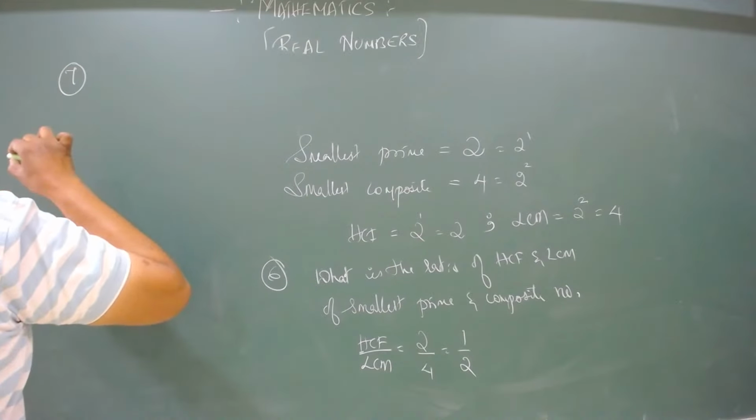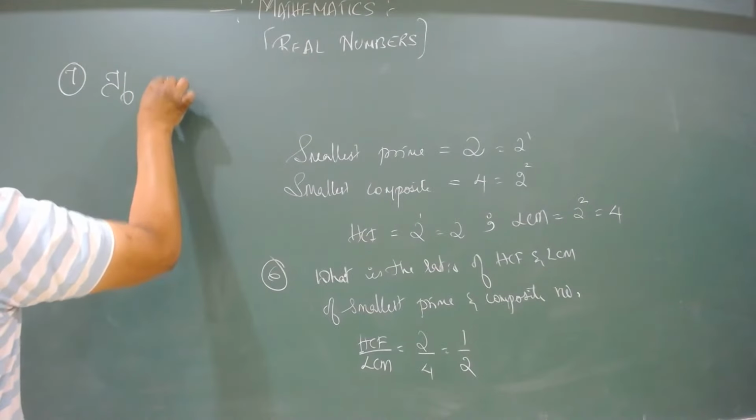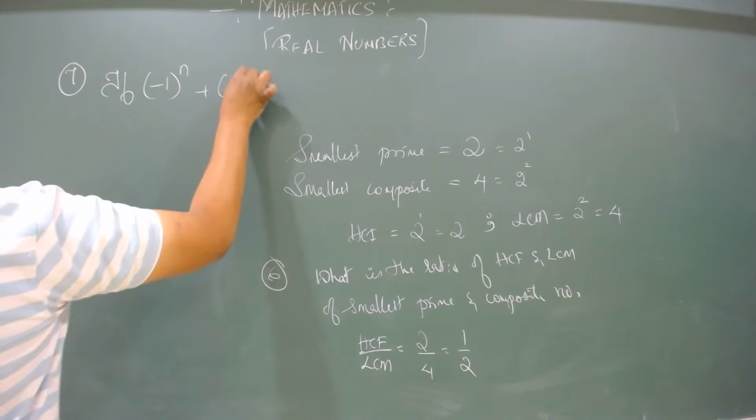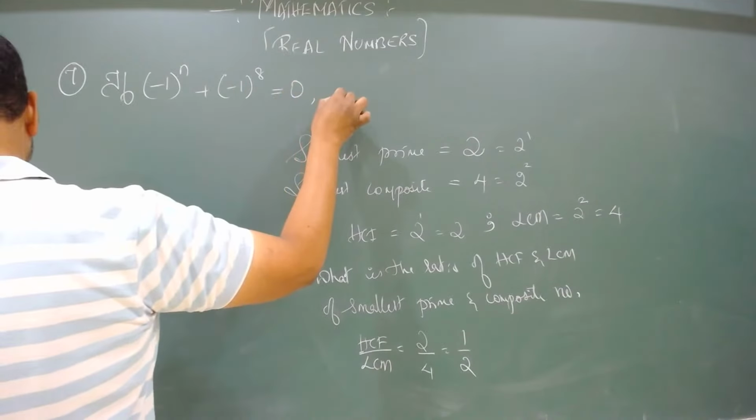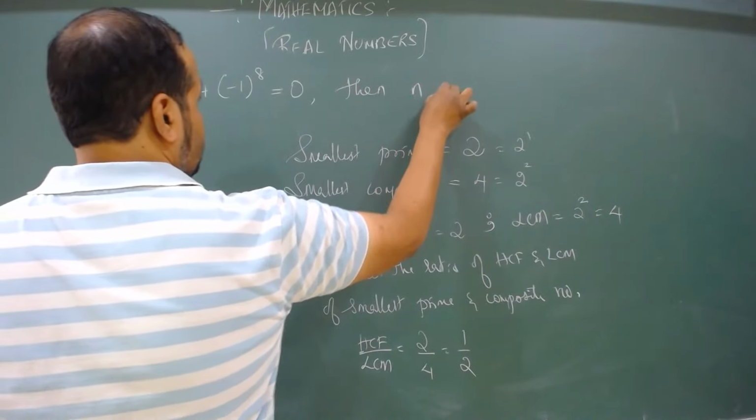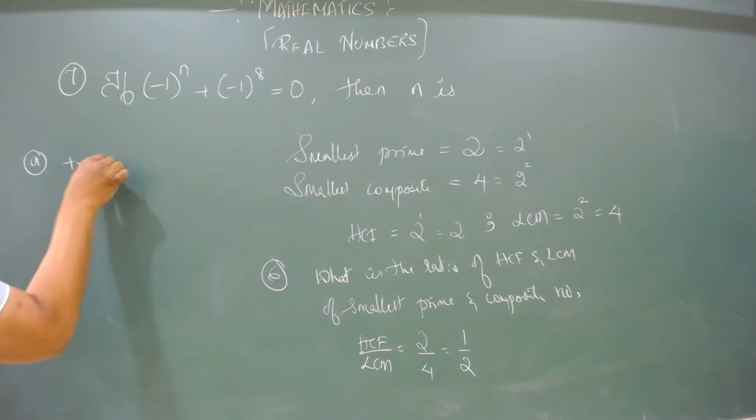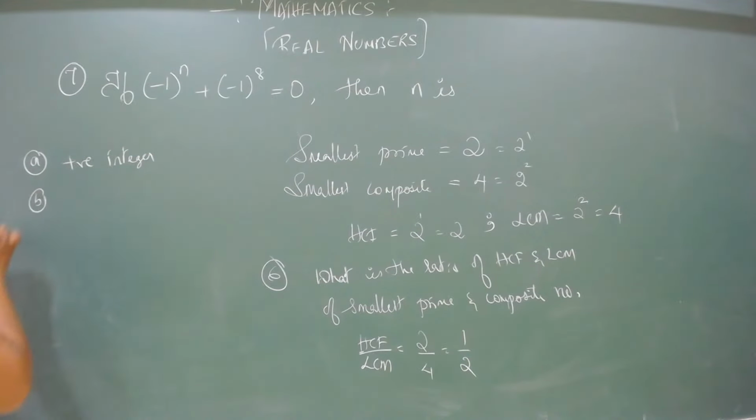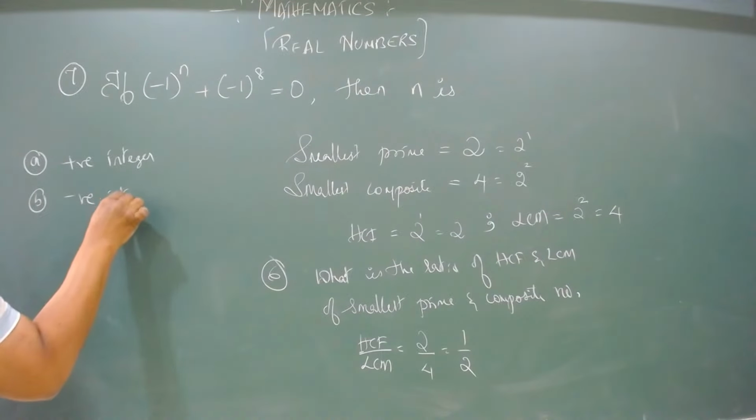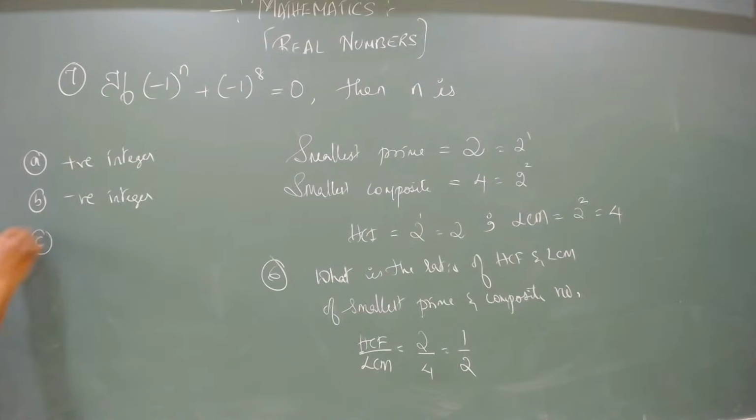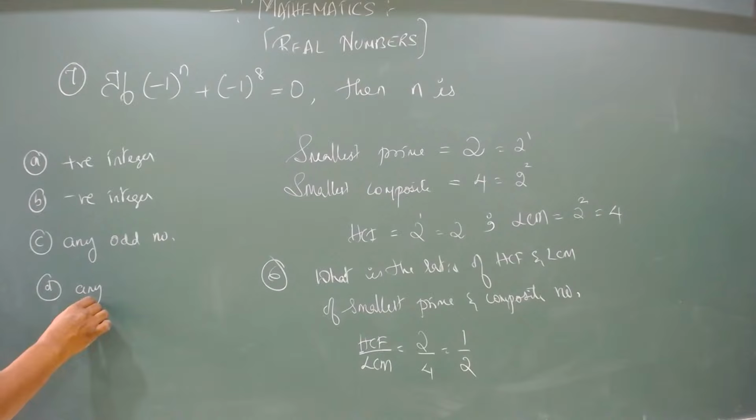The next one, again look at the 25 paper. Question number 7, let me start. If (-1)^n + (-1)^8 is equal to 0, then n is: option A, positive integer; option B, negative integer; C, any odd number; D, any even number.